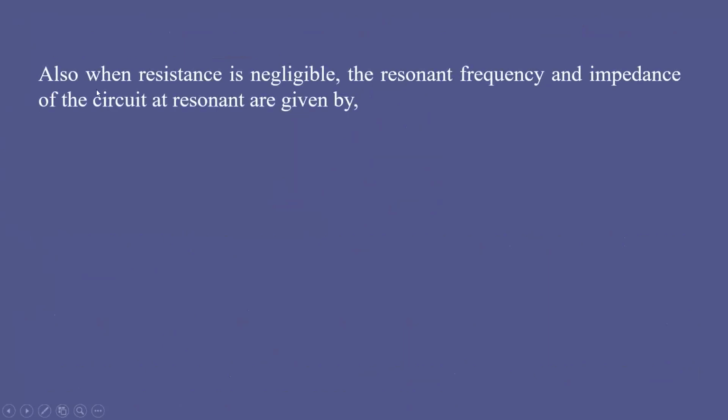Next, when resistance is negligible, the resonant frequency and impedance of the circuit at resonance are nearly the same as the series resonant circuit. So if R is very small, then Fr will be equal to 1 by 2 pi into square root of LC and maximum impedance will be equal to L by CR. So remember this expression: the impedance becomes maximum at resonance, and that is equal to L divided by CR. That is the value of maximum impedance of the circuit and that is observed at resonance.